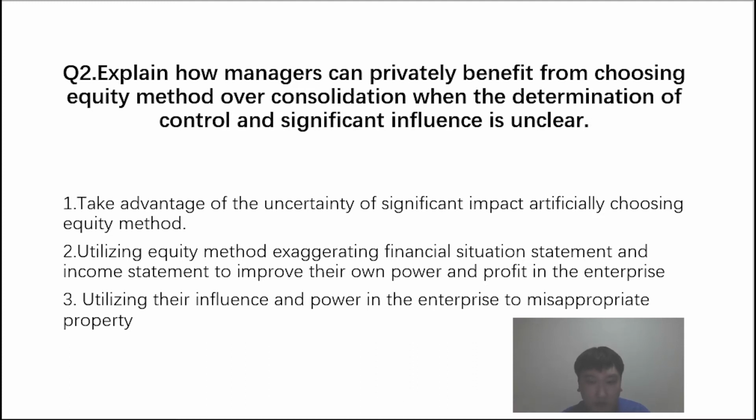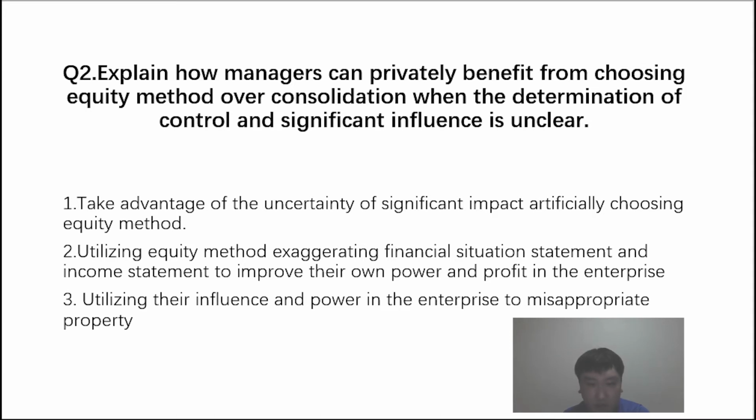I will explain how managers can privately benefit from choosing the equity method over consolidation when the determination of control and significant influence is unclear. APB Opinion 18 describes significant influence and defines that an investment of 20% to 50% indicates significant influence in the absence of evidence to the contrary, and an investment of less than 20% indicates that an investor does not have significant influence unless it can be demonstrated to exist. While in the real world, the determination of control and significant influence is not that easy to make, and its uncertainty is clear.